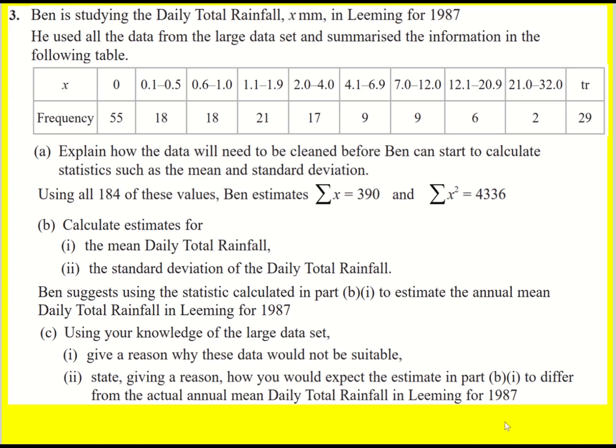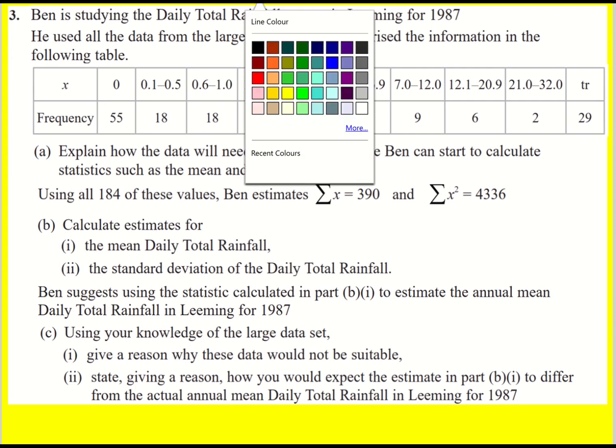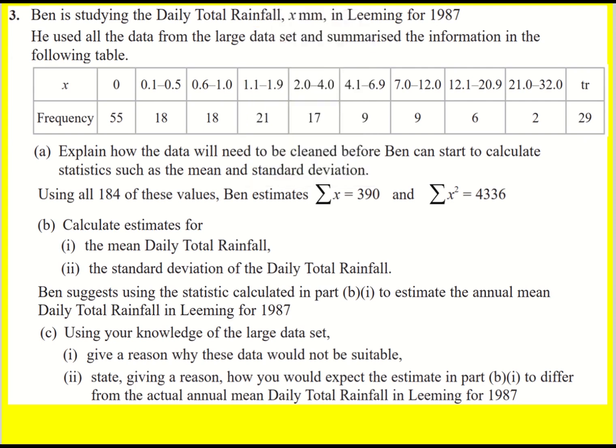Ben is studying the total rainfall in Liming for 1987. He used all the data from a large data set and summarized the information in this table. Explain how the data will need to be cleaned before Ben can start to calculate statistics. So at the moment, we've got this TR, which actually stands for trace.